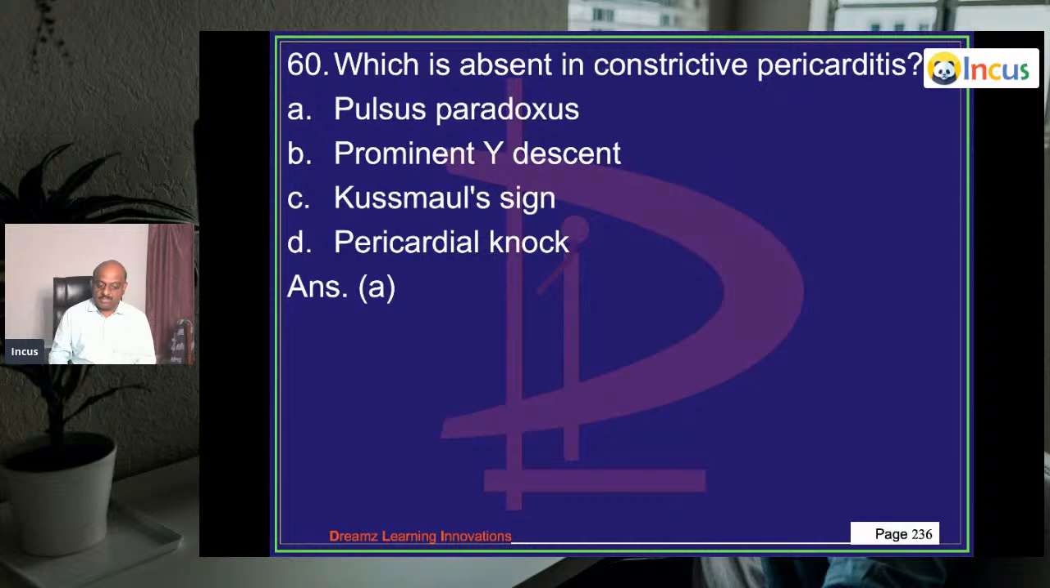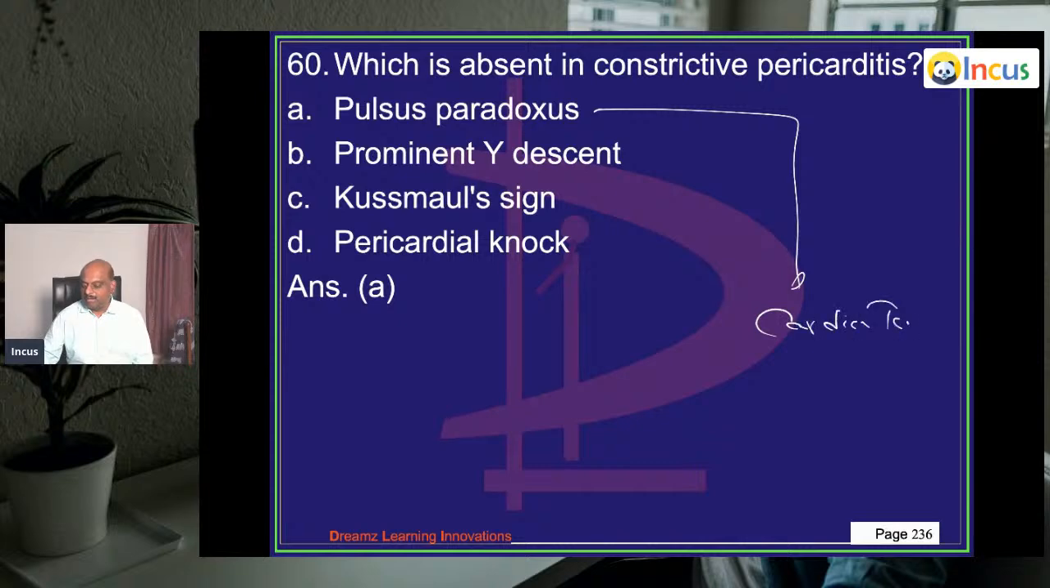Constrictive pericarditis. You find pulsus paradoxus in cardiac tamponade, which is effusive tamponade. Whereas constrictive pathologies of pericarditis do not show pulsus paradoxus. Cardiac tamponade shows.